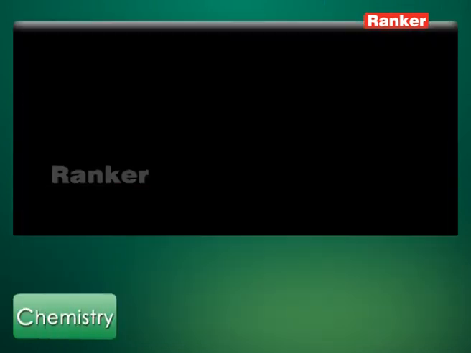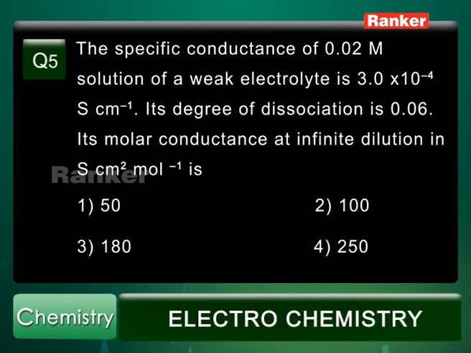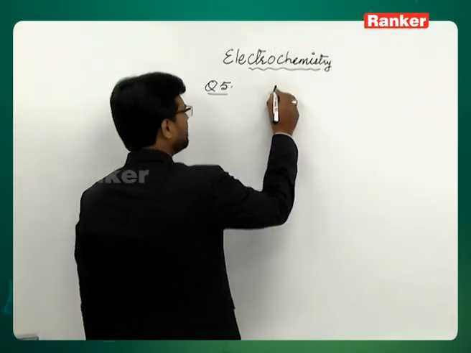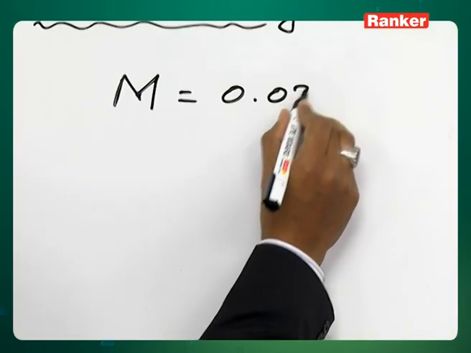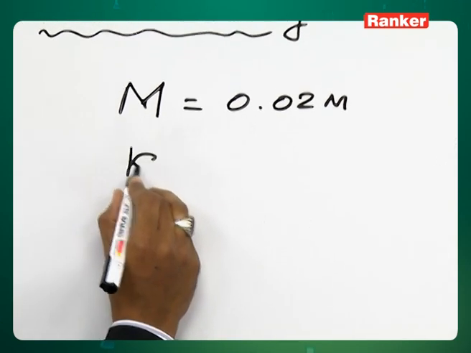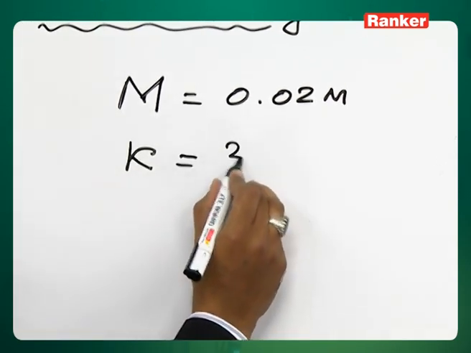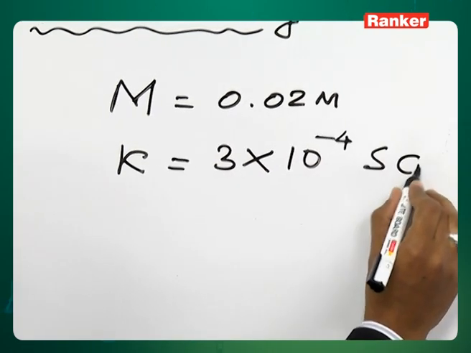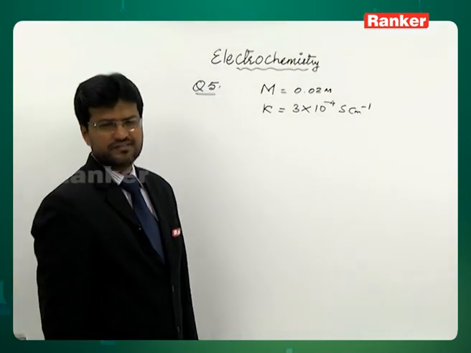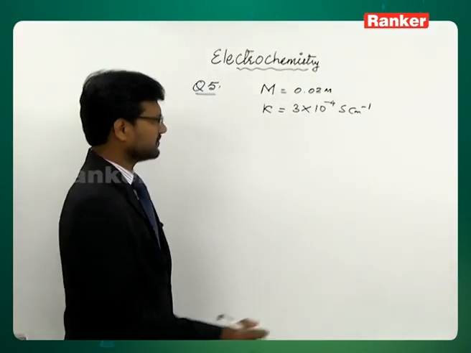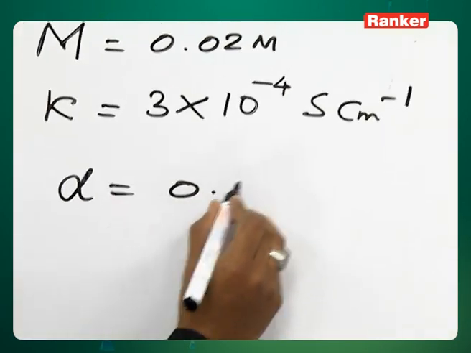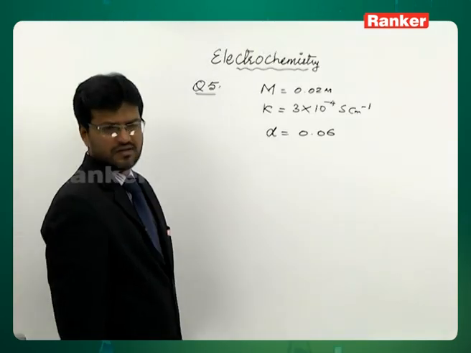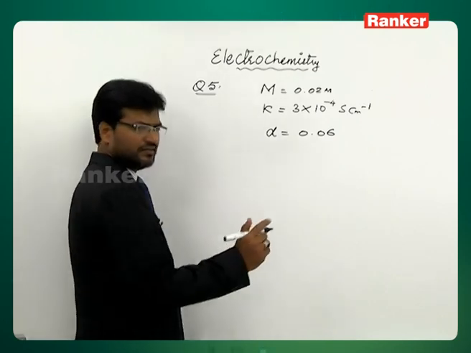Question number 5. The specific conductance of 0.02 molar solution of weak electrolyte is 3 into 10 raised to minus 4 S per centimeter. There is a specific conductance. Molarity is given as 0.02, and specific conductance kappa is given as 3 into 10 raised to minus 4. Its degree of dissociation is 0.06. Alpha is 0.06. Its molar conductance at infinite dilution is how much?